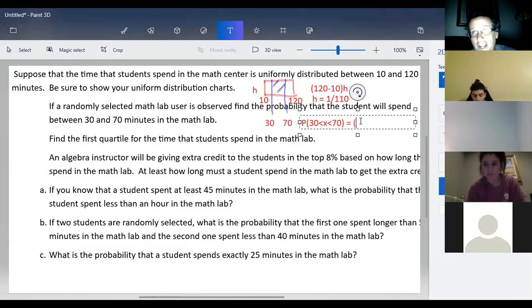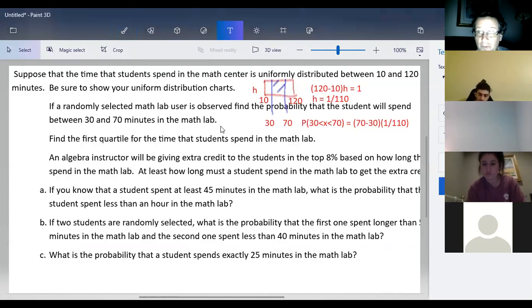So I know you could probably do it in your head, but I like to write out the steps. 70 minus 30, because that's the base, times the height, which we already figured out. That was the whole point of all that work we just did. Times 1 over 110. And that's 4/11ths, if you work that out. Any questions on that? Any questions?